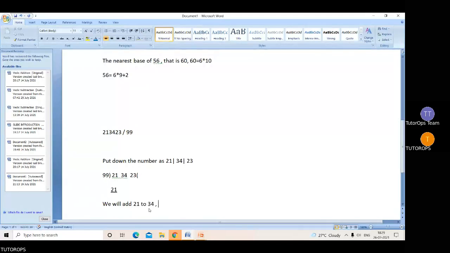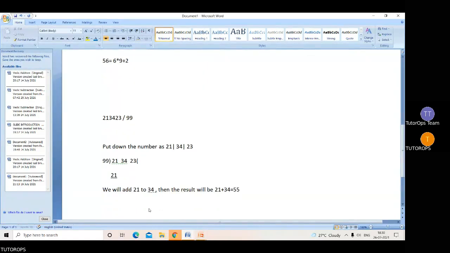Then the result will be 21 plus 34, that is 55. And then we need to add 55 to the last pair. Now what is the last pair? The last pair is 23. So the final result is 55 plus 23, that is 78.